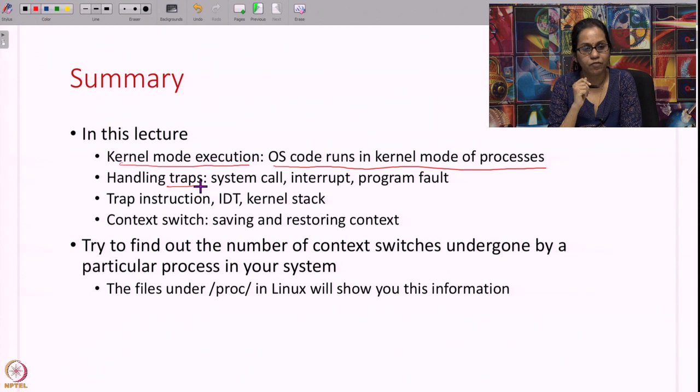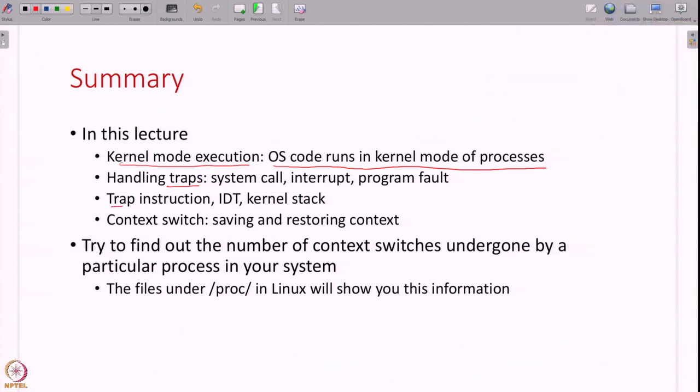These are all traps. When these traps happen, a special trap instruction is run by the CPU, which will look up the IDT and jump to the suitable OS code, which will jump to a kernel stack, a secure stack to be used when in kernel mode. And once the trap instruction and the trap handling is complete, you will go back to running user code again. We have also seen what a context switch is. Sometimes when you come from the user code to the kernel code, you will not go back to the user mode of the same process, but you will switch to another process, which is called the context switch, right?